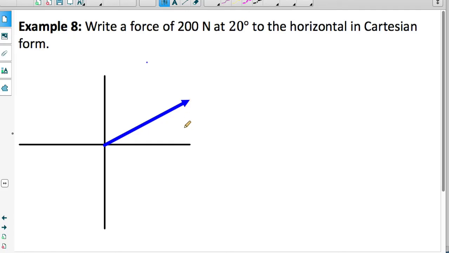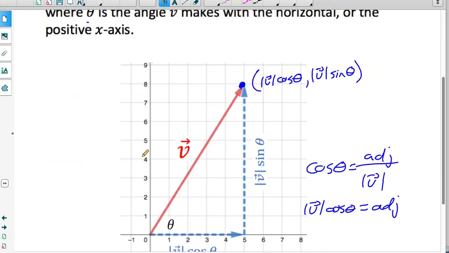So if I want to write this as a Cartesian vector, I just need to figure out, well, what are the coordinates of that point? Oh, and I should label the angle here and the magnitude. So this is 200 newtons and 20 degrees to the horizontal. So if I want to figure out the coordinates of that point, well, this side would just be equal to 200 cos 20. And this side would just be equal to 200 sine of 20. And that's from the formulas that we talked about over here.